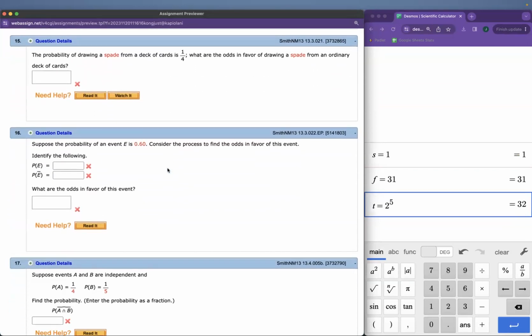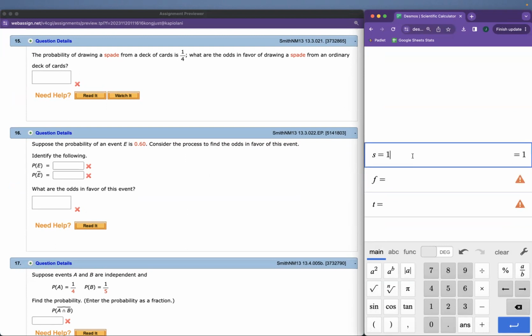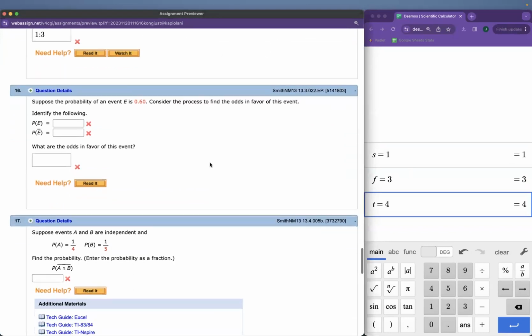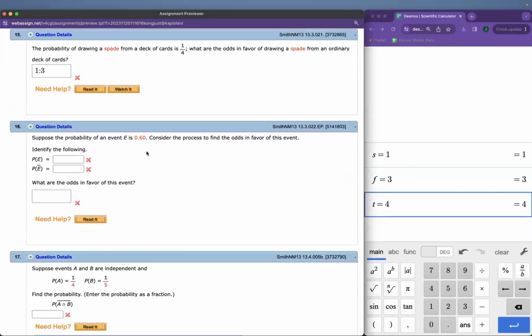Number 15. The probability of drawing a spade from a deck of cards is 1/4. Okay, another odds question. What are the odds in favor of drawing a spade? And they're already giving us the probabilities, which makes it easy. They're giving us a probability of drawing a spade, which means S is 1, and the total is the denominator, that's the 4, which means failure would be 3. So odds in favor would be successes versus failures: 1 to 3. One for every one card that's a spade, 3 that are not.